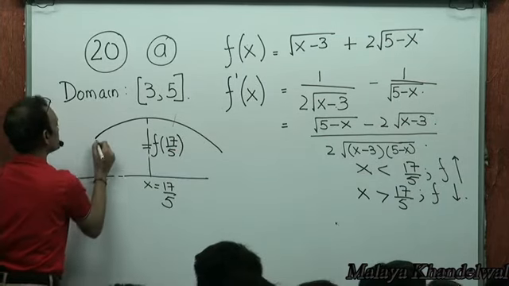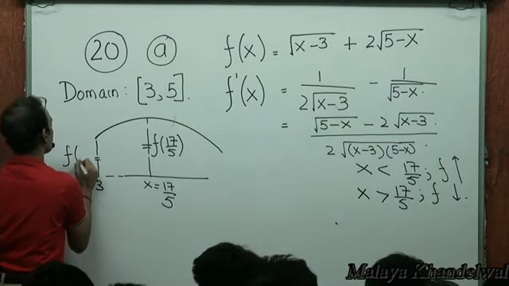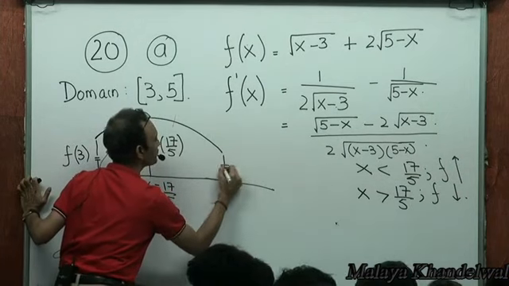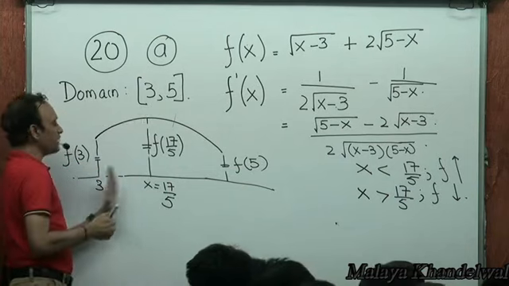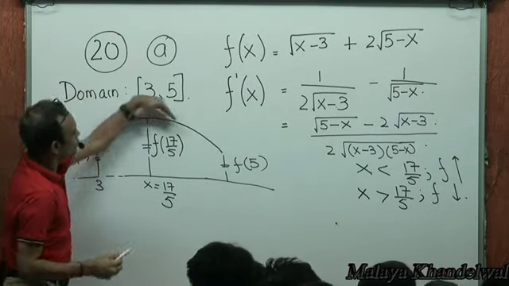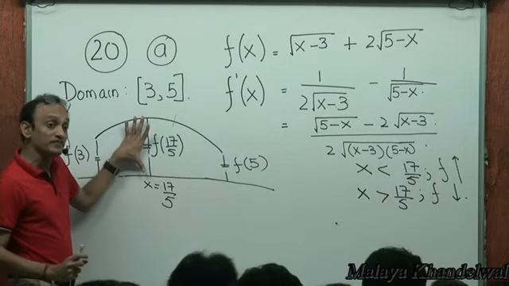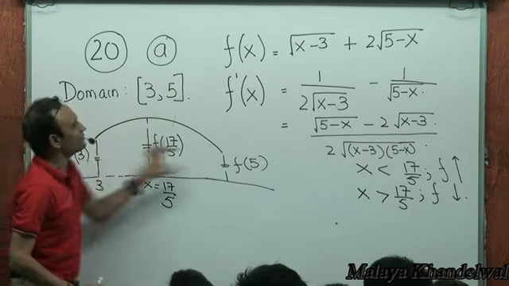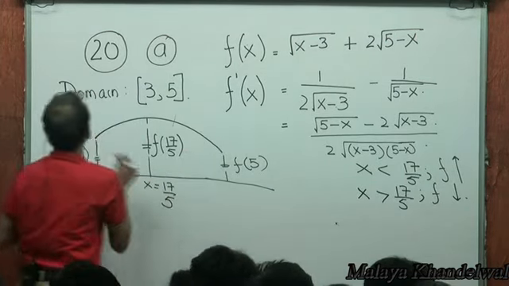Then the domain is 3 to 5. This is 3, this is f3, and this is f5. This is how the function behaves. To the left of 17 by 5, it's increasing. To the right of 17 by 5, it's decreasing. The greatest value is f of 17 by 5. Now the smallest value of the function will be the smaller of f3 and f5. Yes or no?